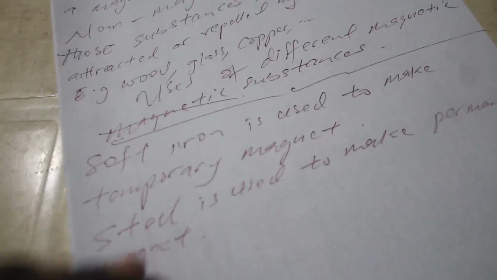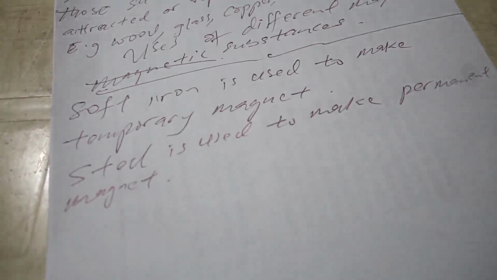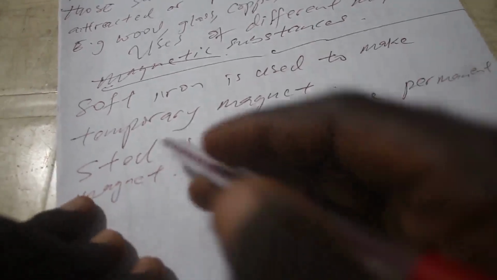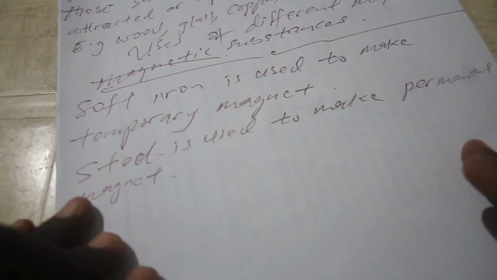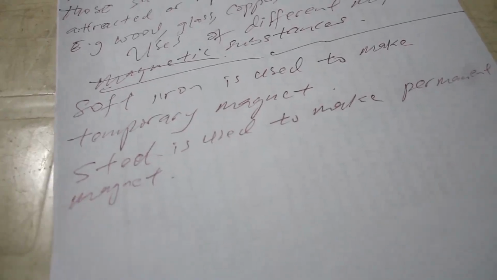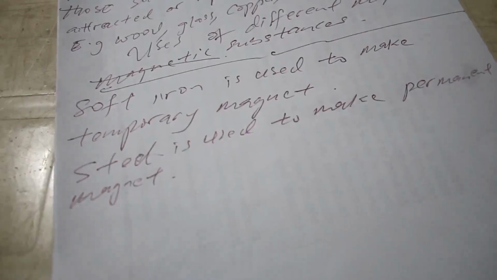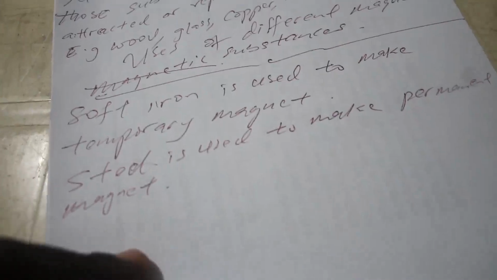Now, what is soft iron in the first place? Soft iron is basically pure iron, while steel is an alloy of iron and carbon, just to make it a bit stronger. To get a material with the kind of strength that steel has, we have to make an alloy of iron and carbon.